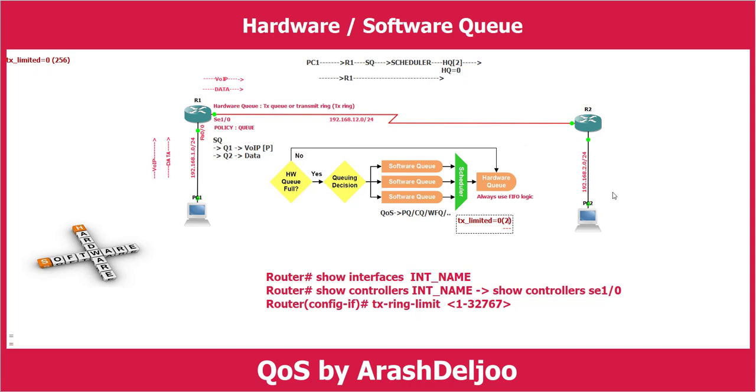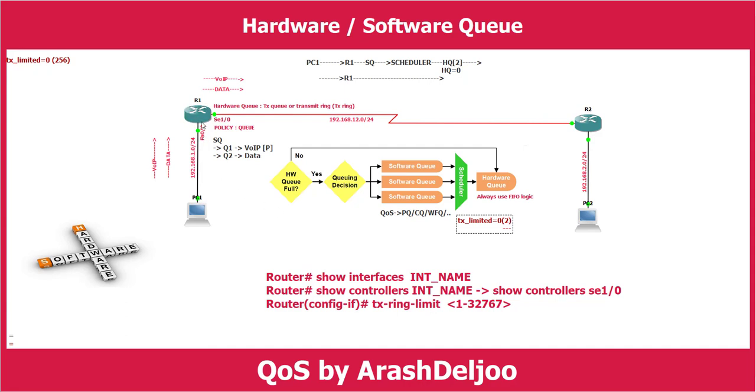But if it is not decreased, you can control the length of the hardware queue with this command, tx ring limit a value. Don't worry about the configuration, because in most cases, maybe in all cases, this decreasing of the length of the hardware queue happens automatically. But in some cases, maybe you need to control it. This is related to your IOS. But in most cases, I can say that this is happening automatically.